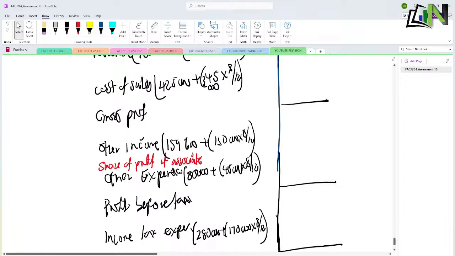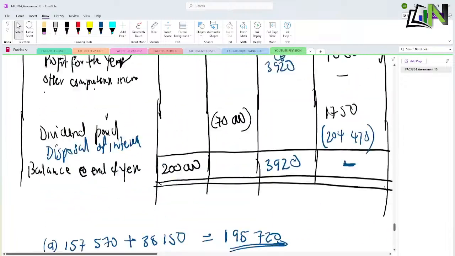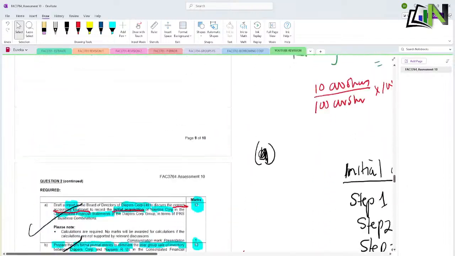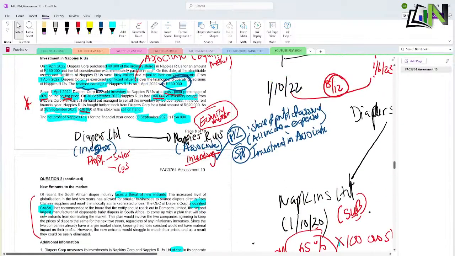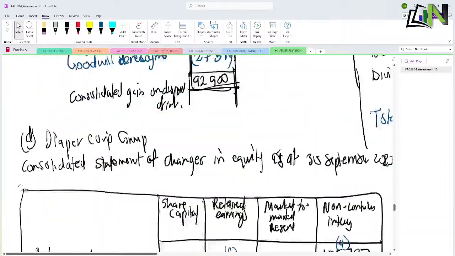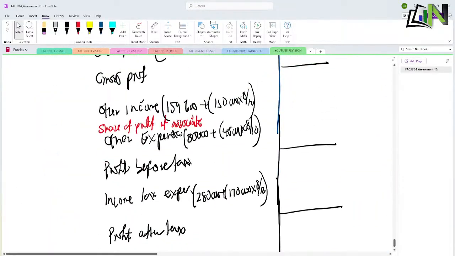Share of profit of associate, we have to calculate this. The profit was given, I saw it here under the notes. You see, they did give us the profit was actually 64,000. We're just going to calculate our 40% out of the 64,000. Remember, the intergroup transaction they had did not affect share of profits. It only affected net investment in associate. So 64,000 times 40%, that will be the share of profit of associate.